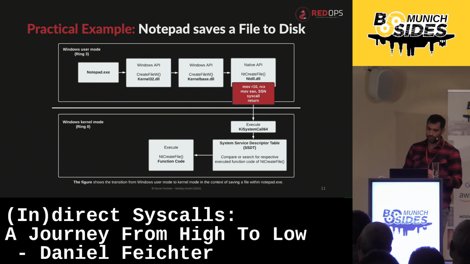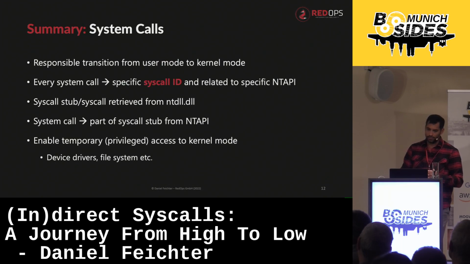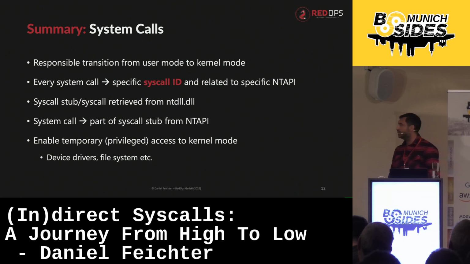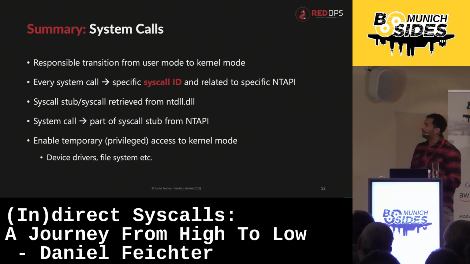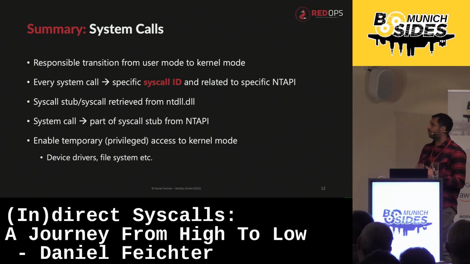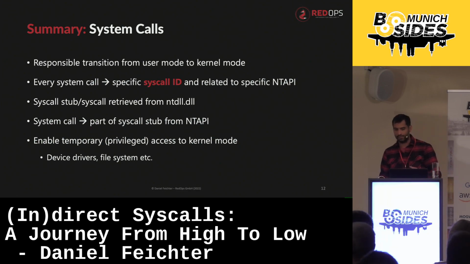So in summary, we can say every syscall has a specific ID. It can differ from Windows to Windows. The syscall stub is retrieved from ntdll, and the system call itself is part of the syscall stub. And it gives us the possibility to enable temporary privileged access to kernel mode to access device drivers or the file system, for example, when you want to save a file.